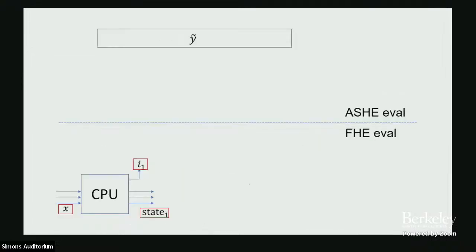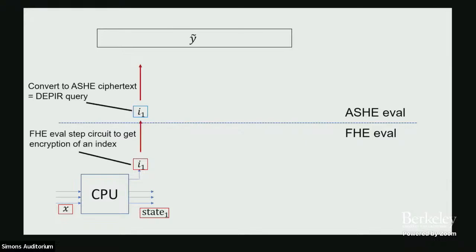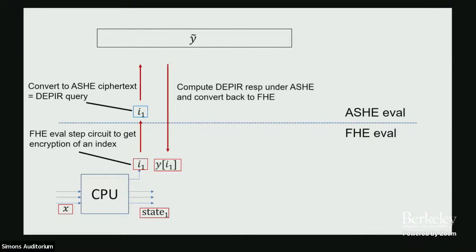Then the whole evaluation has this nice structure where you start with the encryption of X, run the computation, and get the FHE encryption. Everything's happening under FHE encryption, and you get the encrypted index and the next state. Then you translate this encrypted index into an ASHE encryption of the index, but that's just a DEPIR query for the index. So you use the DEPIR to answer it, translate that into an FHE encryption of the output, and then continue the computation. That's what gives you RAM-FHE.